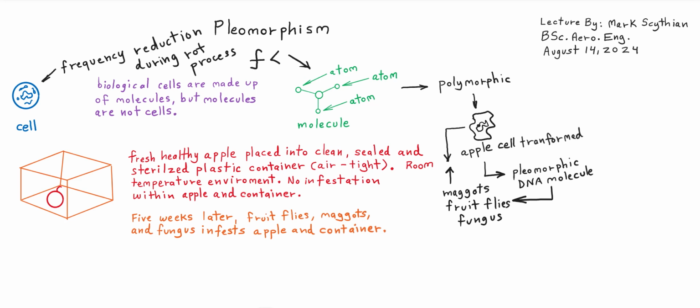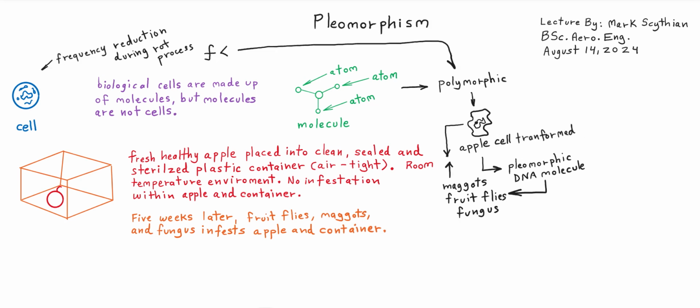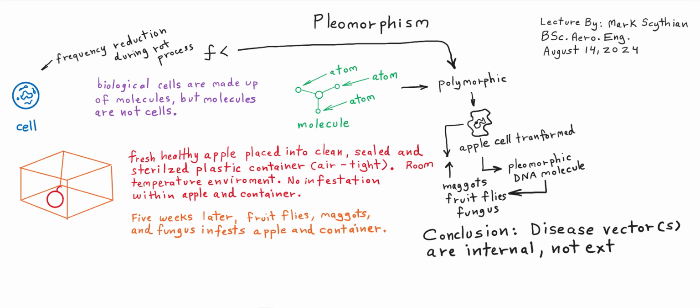So the conventional wisdom is that the maggots or the infection or the disease vector are coming externally, when they're actually not. They're actually correlating to the internal transformation due to some sort of a frequency change. In this case, it's induced by just not taking care of the apple, not eating it, letting it rot, not refrigerating it, etc. So the same could be applied to any biological material. So the conclusion is that disease vectors are internal, not external.